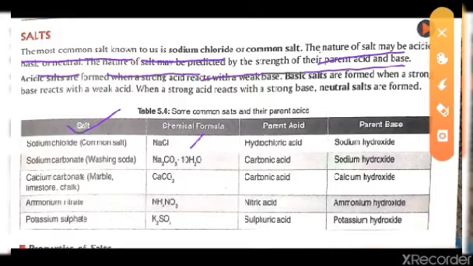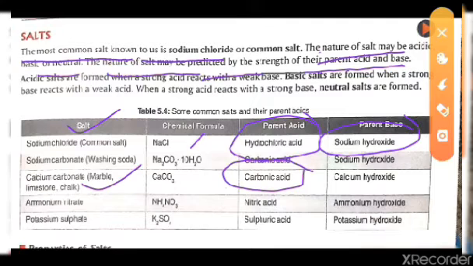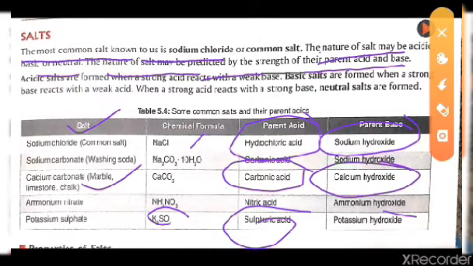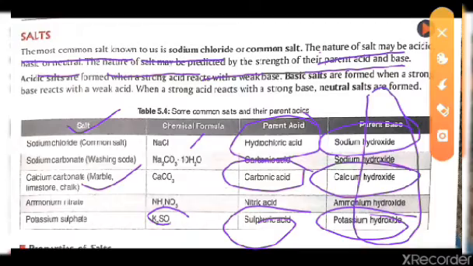Now who is the parent acid? Hydrochloric acid is the parent acid. And who is the parent base? Sodium hydroxide. Just the same in the case of calcium carbonate: carbonic acid is the acid part and calcium hydroxide is the base part. In the potassium case, sulfuric acid is the acid and potassium hydroxide is the base. As you can see over here, all the hydroxides are bases.